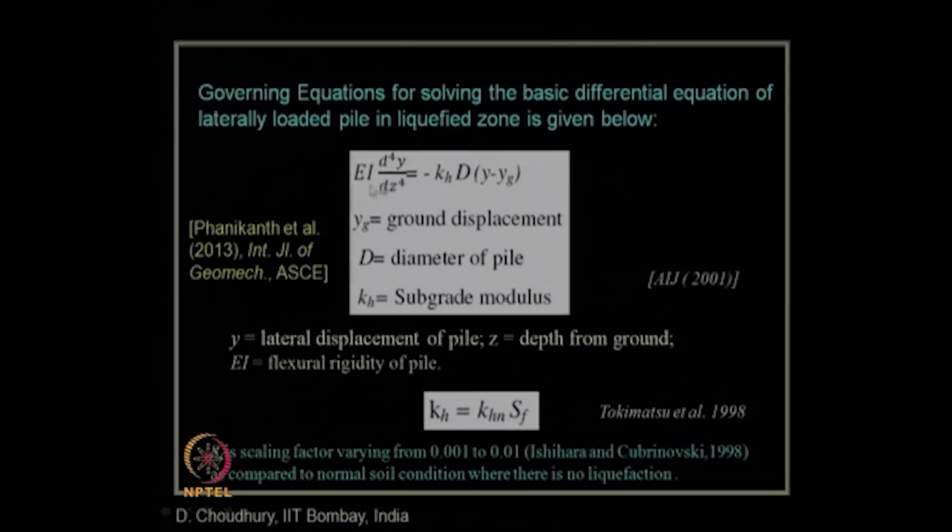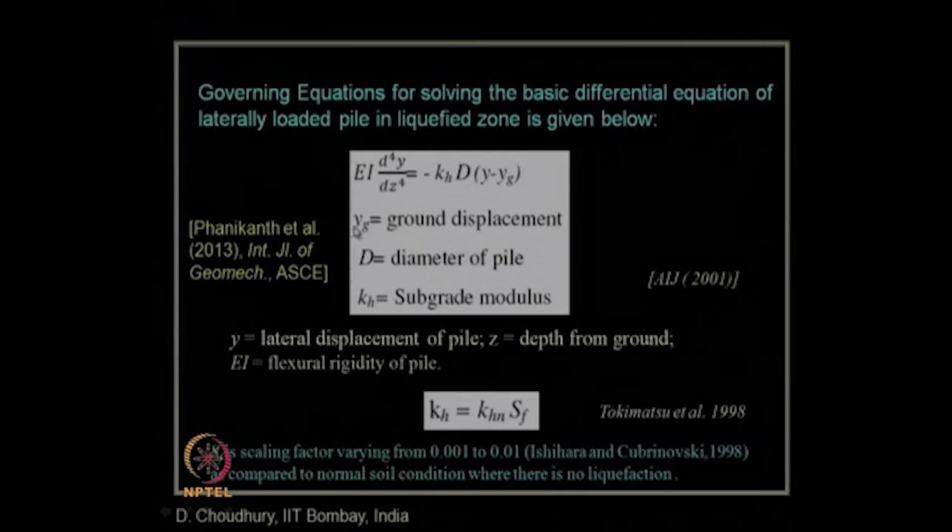This is the basic governing equation as we know, EI d4y by dz4 equals minus kh d times (y minus yg). So, what is extra here? You can see in the basic pile equation, considering it as a beam, this yg comes into the picture under seismic condition. In the static case only this much portion remains, right. So, yg comes here for the seismic case.